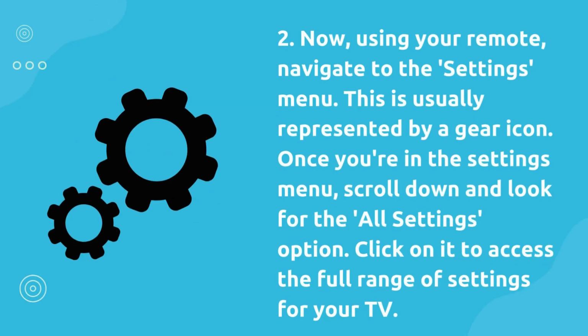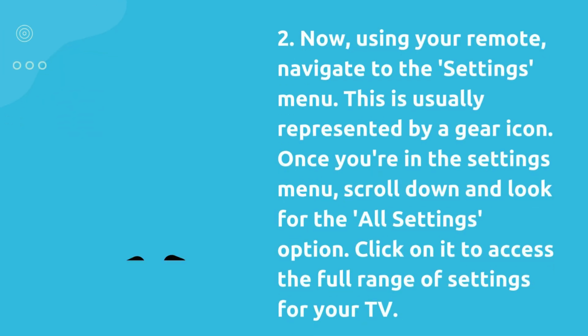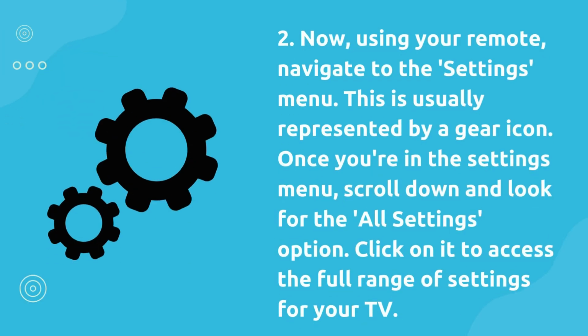2. Now, using your remote, navigate to the settings menu. This is usually represented by a gear icon. Once you're in the settings menu, scroll down and look for the All Settings option. Click on it to access the full range of settings for your TV.